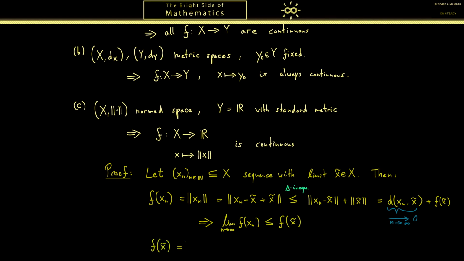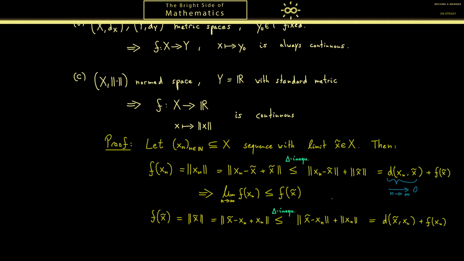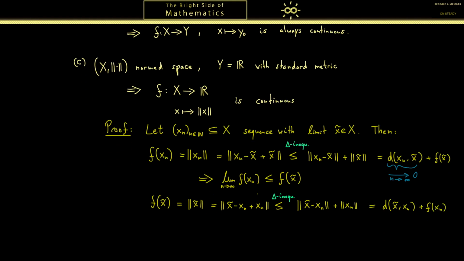Therefore, we start with f of x tilde, which is just the norm of x tilde. Doing a similar thing as before, we just put in xn, so subtracting and adding again. Of course, now redoing the triangle inequality gives us x tilde minus xn in the norm plus the norm of xn. Which is a similar result as before, because we have x tilde and xn in the metric plus f of xn. Now I don't have to tell you, applying the limit on both sides, we get the inequality the other way around.